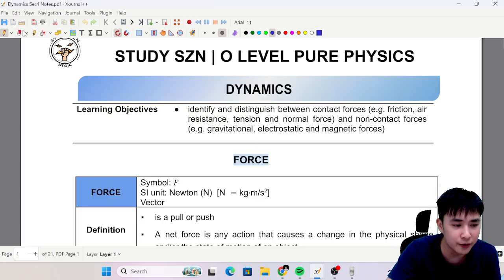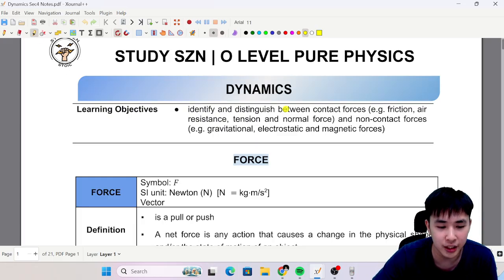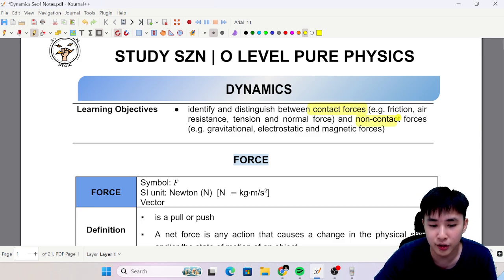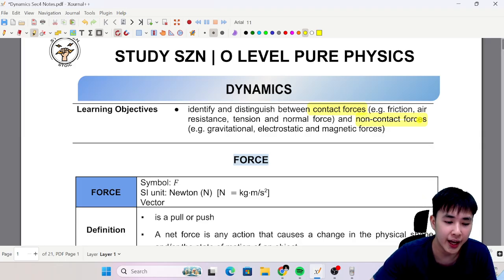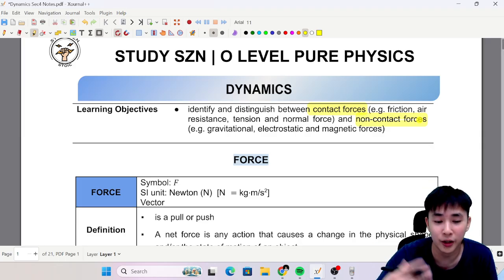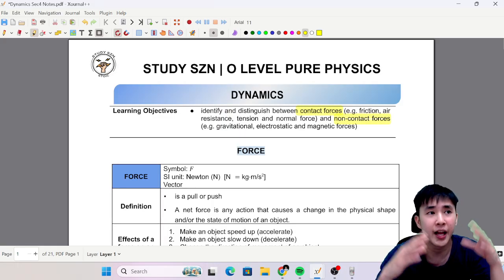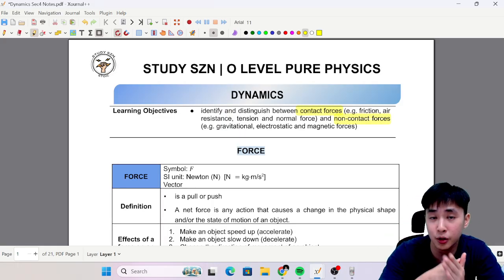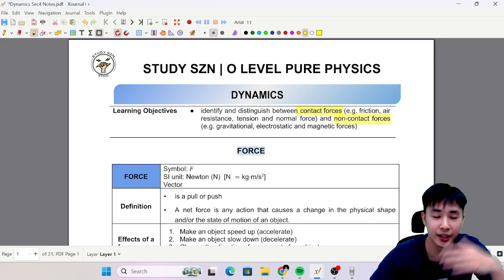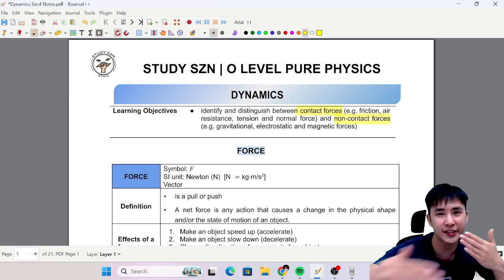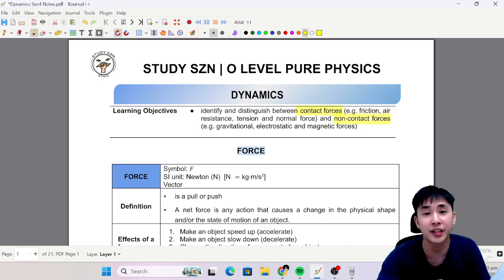Okay, so first and foremost, the first learning objective is actually to identify the difference between contact forces as well as non-contact forces. And they've even given you examples of what contact forces are. So a contact force just refers to any force that actually requires physical contact to be exerted. And a non-contact force refers to forces where you don't have direct physical contact, but you rather have force at a distance. So you don't need to be directly touching something.